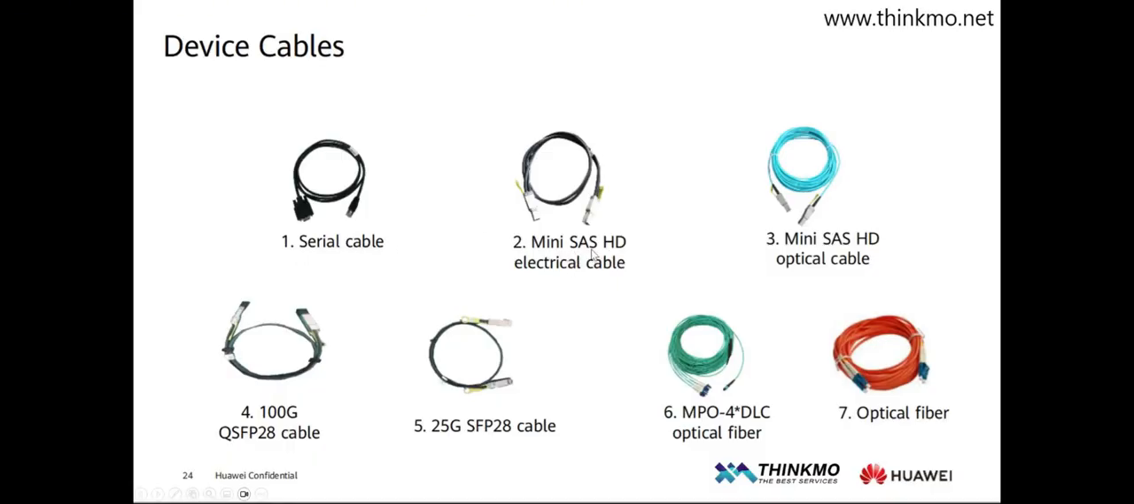And then, like our mini SAS cables, including optical cables, their main function is to be used in storage systems. They are used to connect our node ports, and then connect the control enclosure to the disk enclosure, serving as an intermediary connection. This is our mini SAS cable and optical cable.